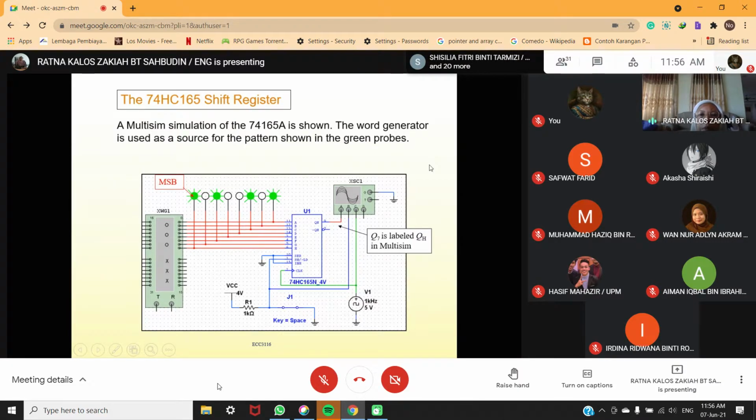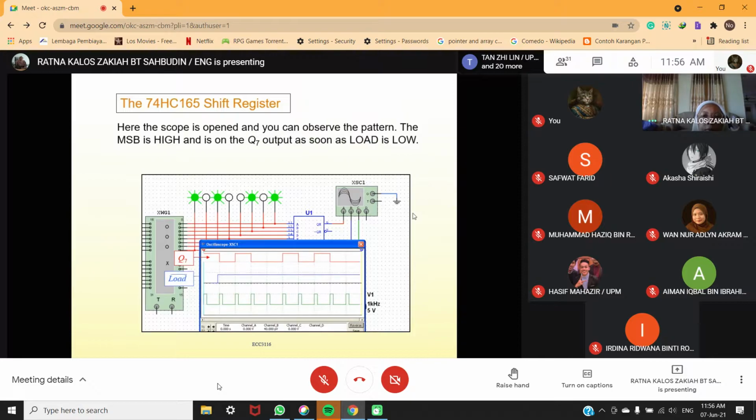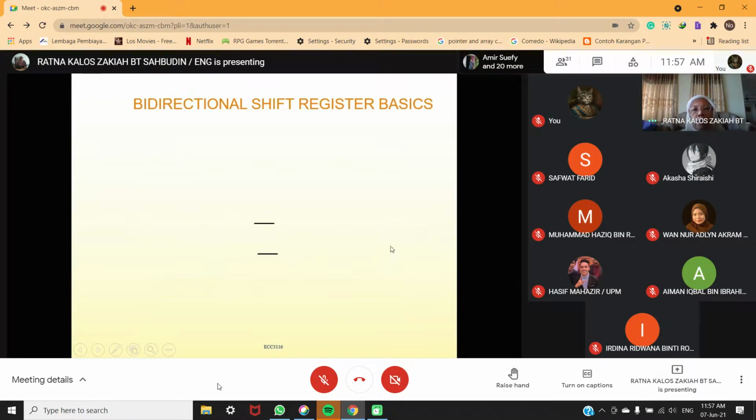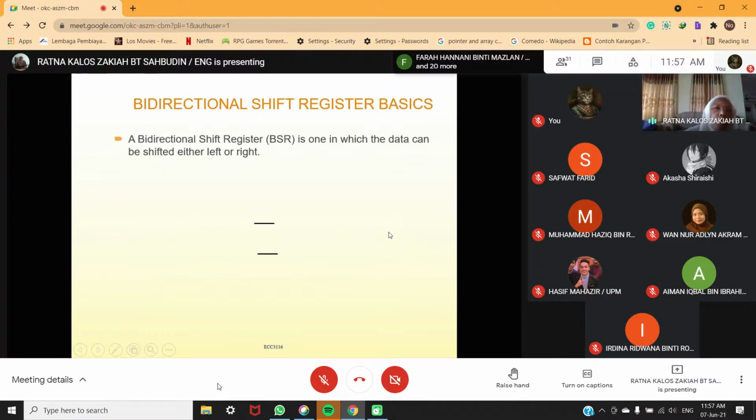Okay, this is the most significant bit. The pattern is loaded when J1 is low. Now you can see this is the most significant bit. And then the data comes out here, and when it is low, it will load. And then when it's high, it shifts here. This is referred to the clock and so on. Okay, now we go on to the bidirectional shift register basics.